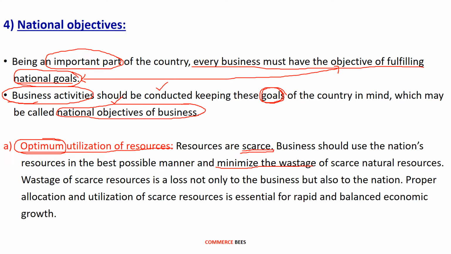Wastage of scarce resources is a loss not only to the business but also to the nation. As the business is using the natural resources of the nation, that's why we are saying that the wastage of resources is a loss not only to the business but it is a loss to the nation. Proper allocation and utilization of scarce resources is essential for rapid and balanced economic growth. So the resources should be allocated and utilized in a uniform manner. Then only we can achieve the rapid and balanced economic growth. So this is the first national objective of business, that is the optimum utilization of resources.